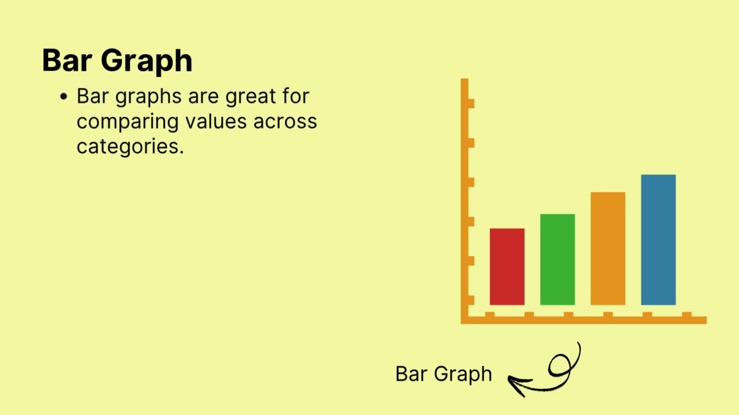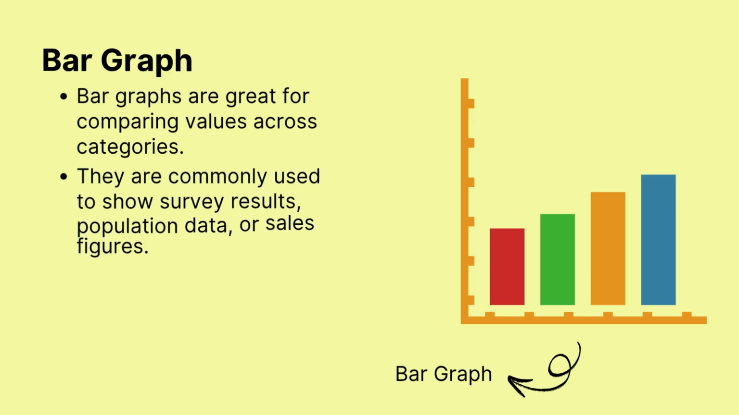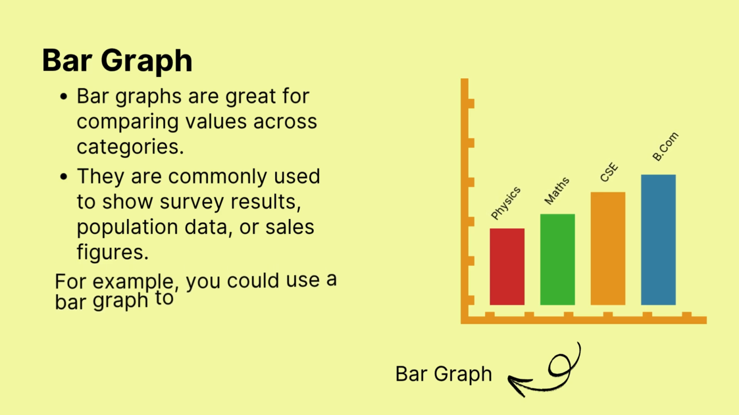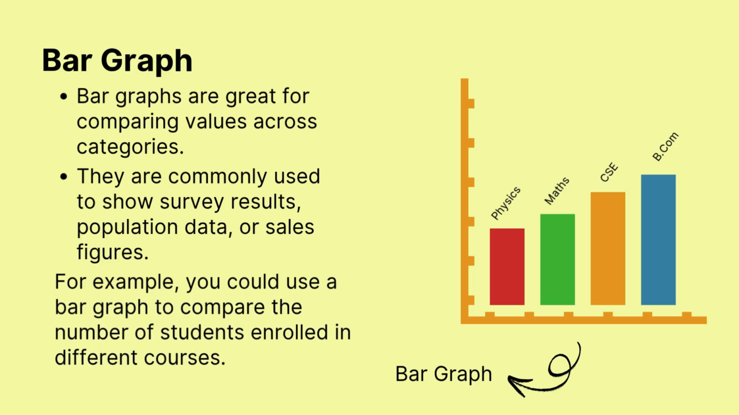Bar graphs are great for comparing values across categories. They are commonly used to show survey results, population data, or sales figures. For example, you could use a bar graph to compare the number of students enrolled in different courses.